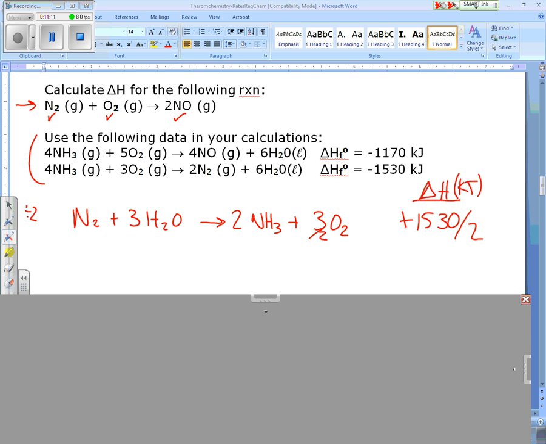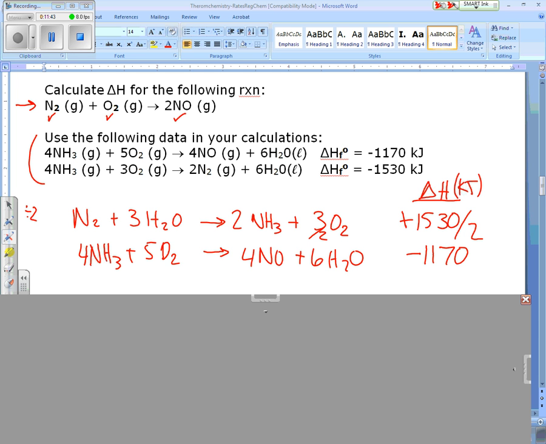Is it on the correct side? Yes. So what we're going to do is write this equation down just the way it is. You want to try and line up your arrows because it's going to make things easier in a minute. So 4 NH3 plus 5 O2 gives me 4 NO plus 6 H2O. This was negative 1170. I don't have to make it positive because I did not flip this reaction.